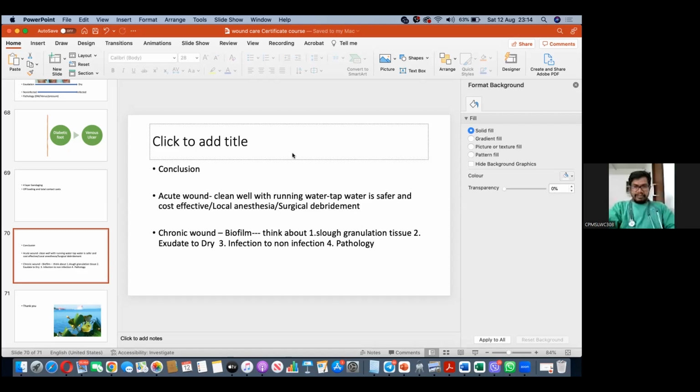So I have a question. How do you choose a colloid dressing for a wound?